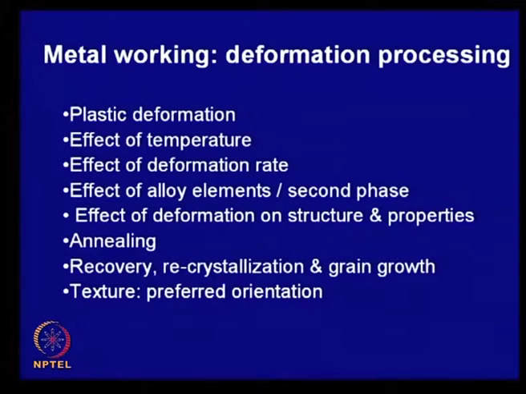So, we will see how metal working or deformation processing helps not only to improve the properties of the material, but also gives it the desired shape in which it can find applications. Under this we will talk about plastic deformation, because in shaping we alter the shape of the metal from its cast form, and the main mechanism is plastic deformation. We have seen earlier how plastic deformation takes place in a crystal. We will build upon that.